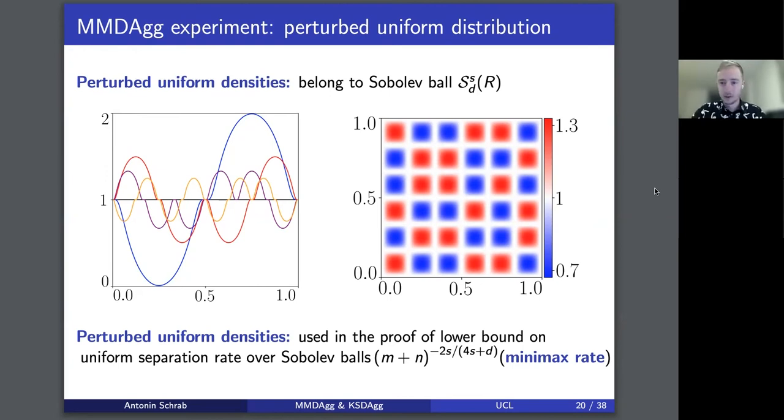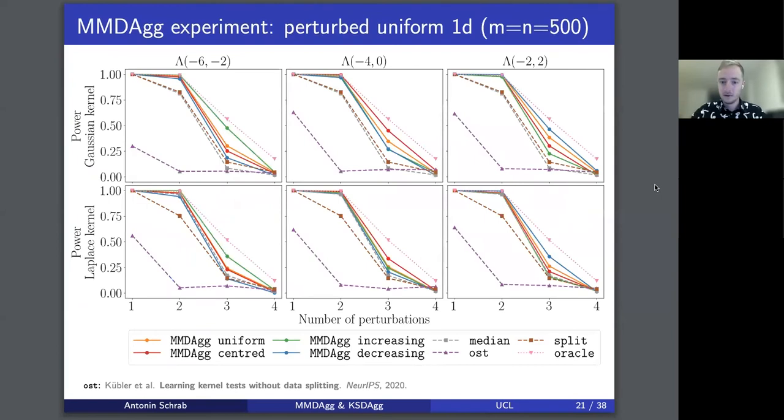So what we're going to do is test the uniform density against this perturbed uniform density. First we do this in one dimension with sample size 500.